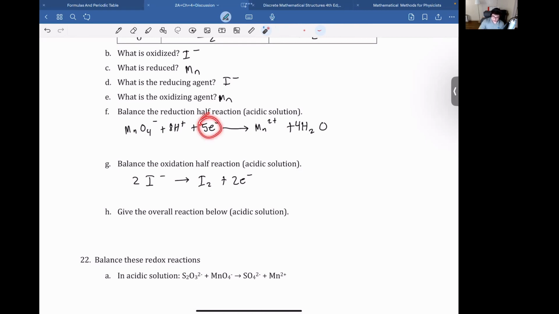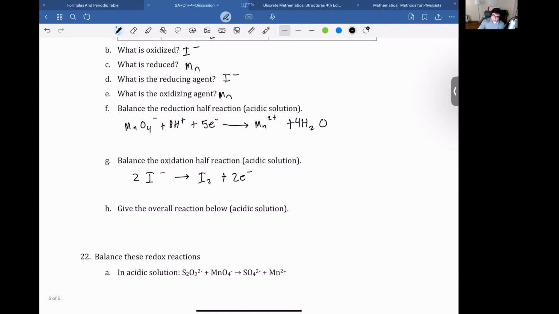So this is 5, this is 2. Those are clearly not the same. So to make them the same, what I'm going to do is find the least common multiple of 5 and 2. This is like with fractions that you've seen in algebra. Adding 1/3 to 1/4, the least common multiple is 12. You make them both out of 12 and you add them up. In this case, we're finding the least common multiple so the electrons cancel out. So the least common multiple is 10.